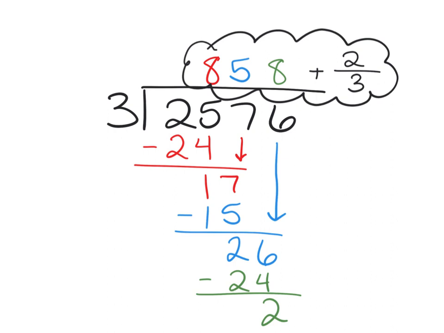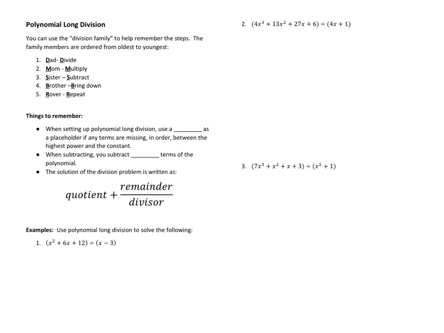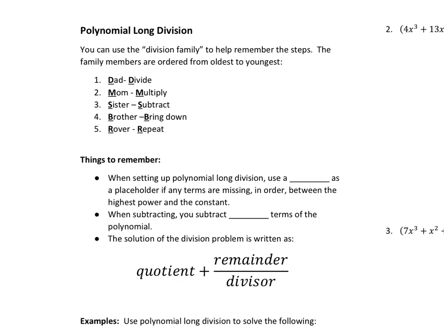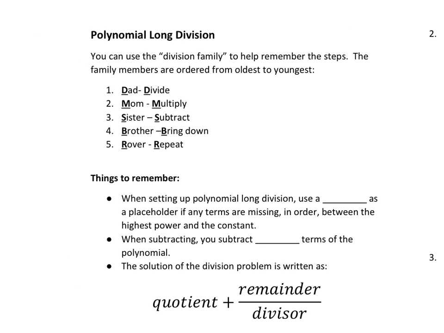Okay. Using this idea, though, of long division, we're going to be able to do long division with polynomials. The steps are exactly the same, and the steps are here to the division family. It has another way to remember it. I always just sing the song to myself, but if remembering it's a family, dad, mother, sister, brother, Rover. Rover's the dog. Okay. You can use this division family to help you remember.